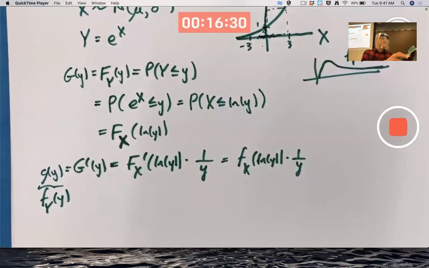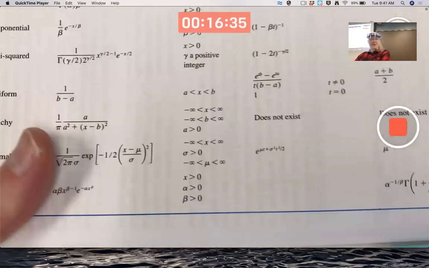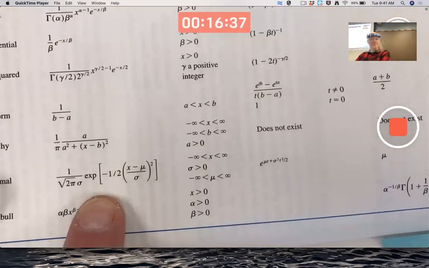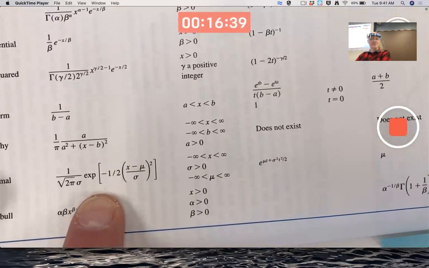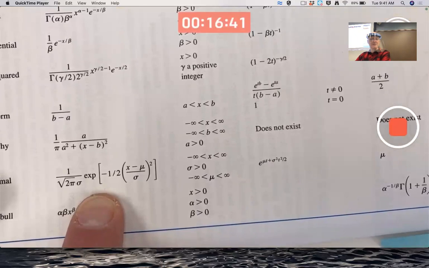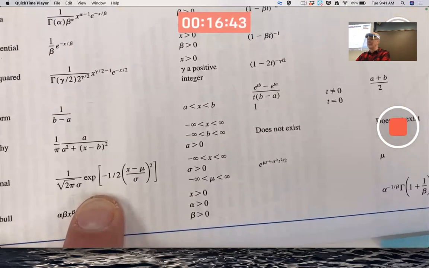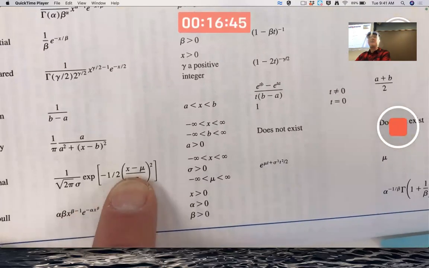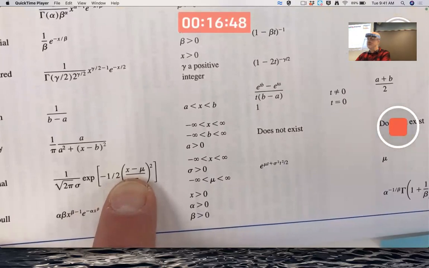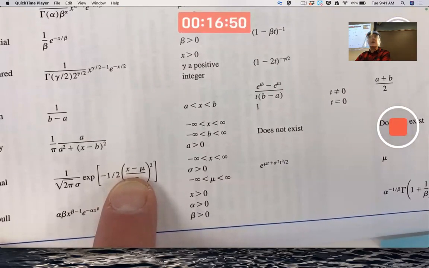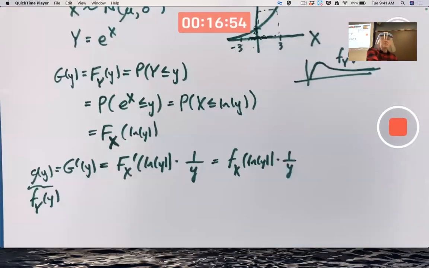I got it marked with a sticky, but I still end up paging around to it. Right? Normal random variable, there's its PDF, mean mu, standard deviation sigma. Just replace X with ln of Y, and don't forget to divide by Y. And you get the formula in the problem when you do so.